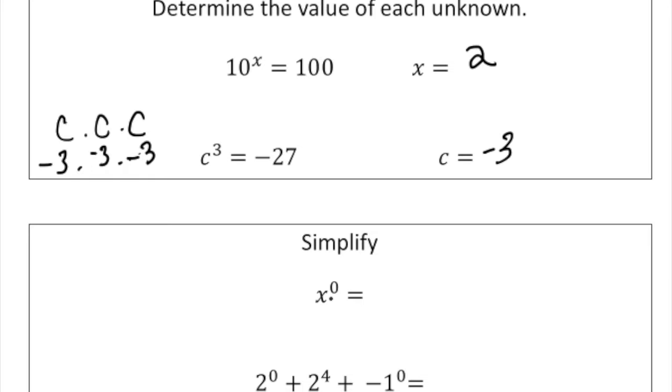This one, x to the 0 power, again, equals 1. To simplify this, 2 to the 0 power, again, equals 1, plus 2 to the 4th power, let's see, 2 times 2 is 4, times 2 is 8, times 2 is 16, and then plus negative 1 to the 0 power, again, is 1. So plus 1, so that equals 18.